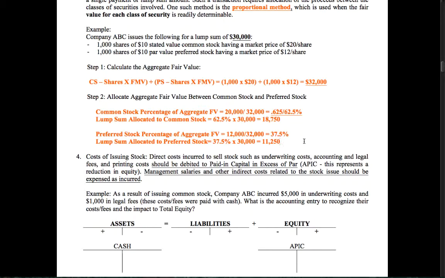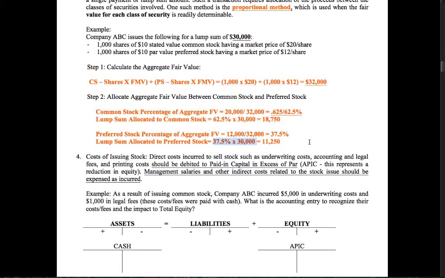You may be asked to calculate both common stock and preferred stock's allocation, or you may just be requested to calculate one or the other. As you can see, preferred stock receives 37.5% of the aggregate fair value, that is of the lump sum, which is done by taking the $12,000, which is the 1,000 times 12, divided by the $32,000 aggregate fair value. Therefore, we would take 37.5% of the lump sum received of $30,000 and record that to preferred stock. Therefore, the amount allocated to preferred stock is $11,250.